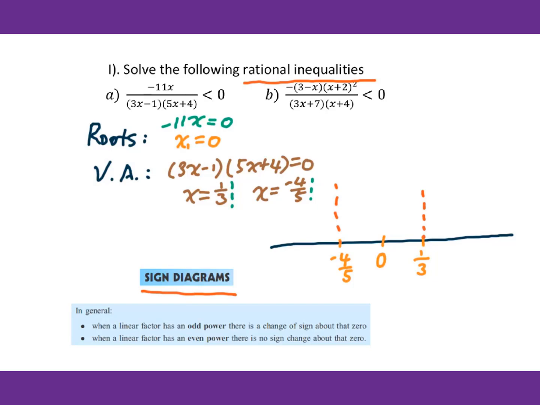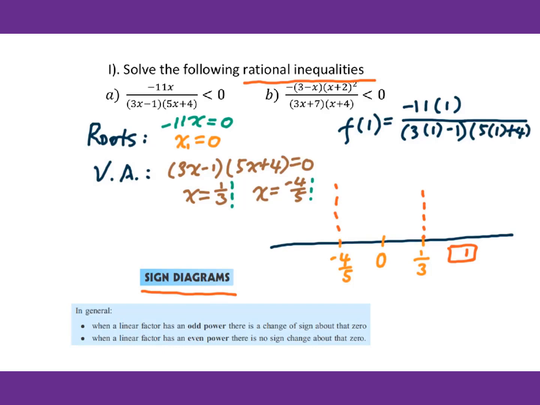Then we will choose a special number. Normally we choose 0. Since 0 this time is a root, therefore we choose 1. Then we plug 1 into the function. You will get negative 11 times 1, over 3 times 1 minus 1, then times 5 times 1 plus 4.